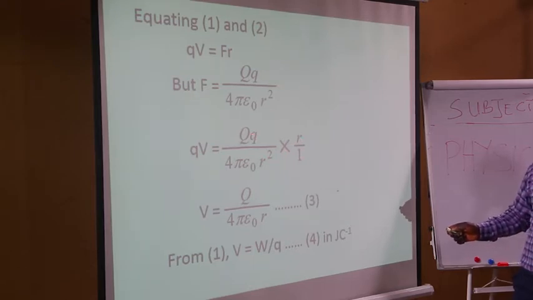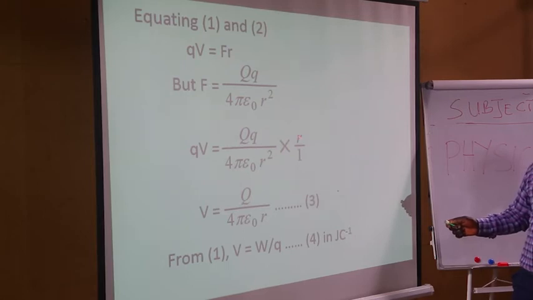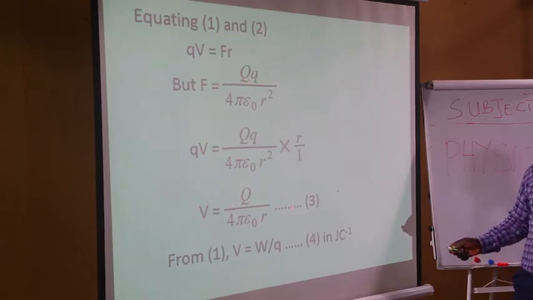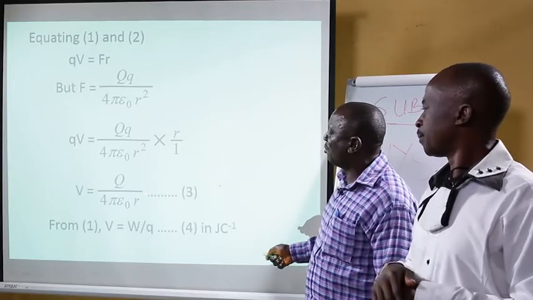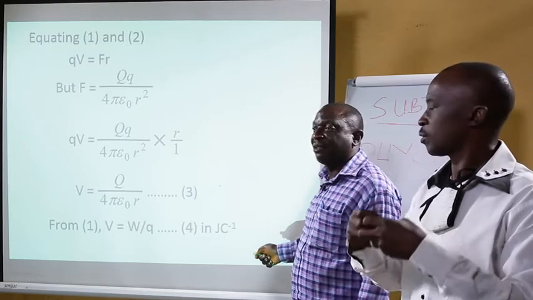Now small q on the right hand side will cancel small q on the left hand side, and one r here will cancel one r here, and one r will be remaining. So we will have V equals capital Q over 4 pi epsilon naught r, and that gives us equation 3. This is the equation for our electric potential.